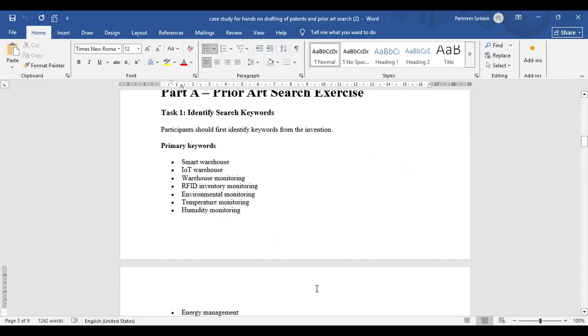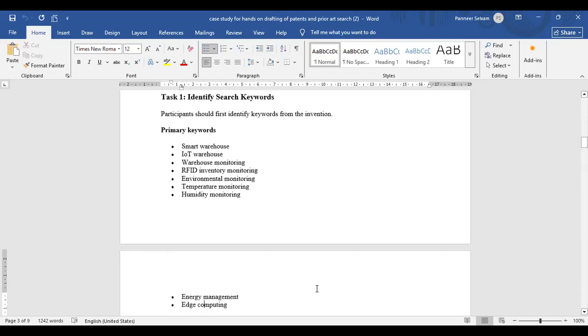The first step is to identify the appropriate keywords. The important keywords include smart warehouse, IoT warehouse, warehouse monitoring, RFID inventory monitoring, environmental monitoring, temperature monitoring, humidity monitoring, energy management, edge computing, and combinations of these concepts.